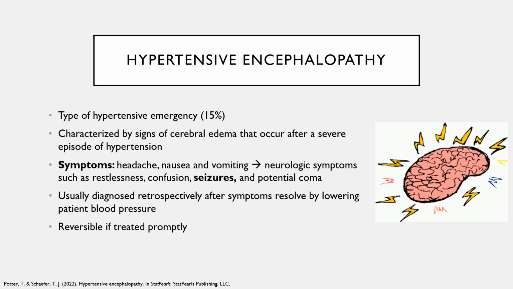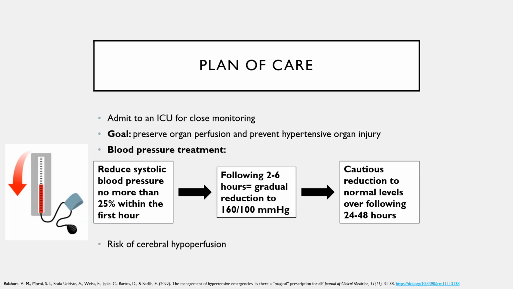Terence Potter and Timothy Schaefer mention that hypertensive encephalopathy is not very common and the majority of patients have a blood pressure of greater than 220 over 120, which my patient had. The good thing is that with prompt treatment, it can be reversible and symptoms can be resolved. These next few slides will go into the plan of care.